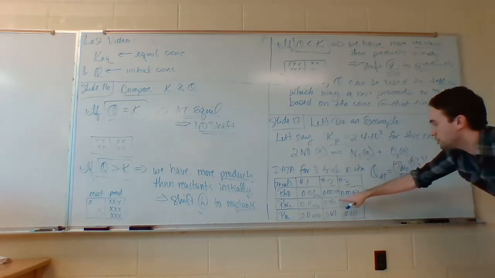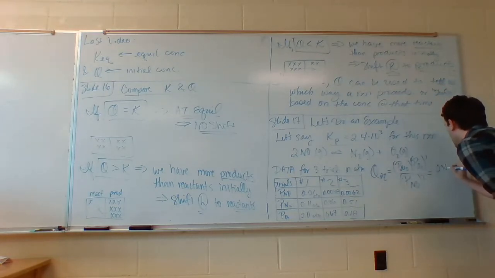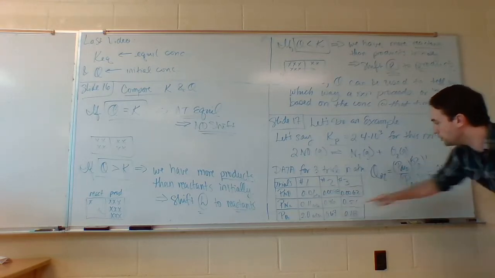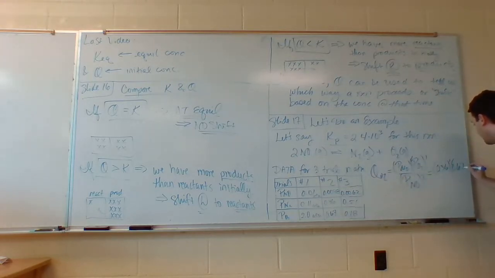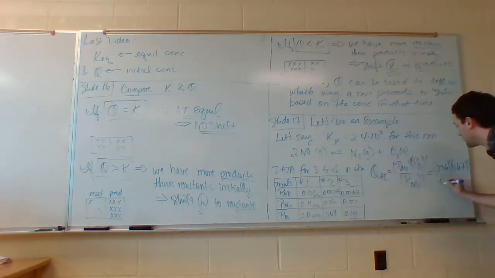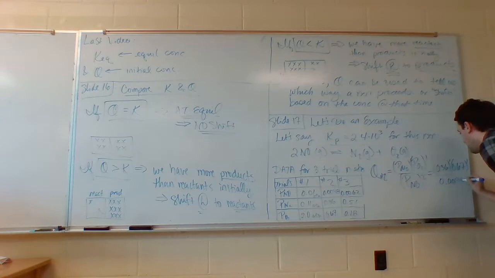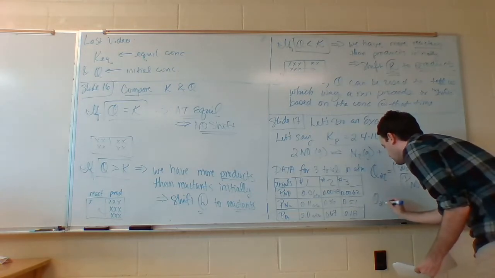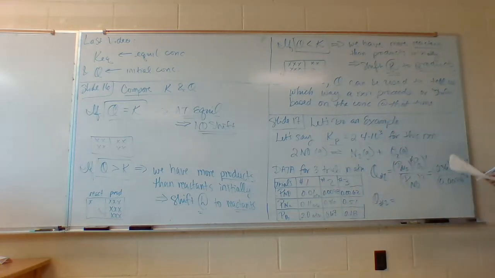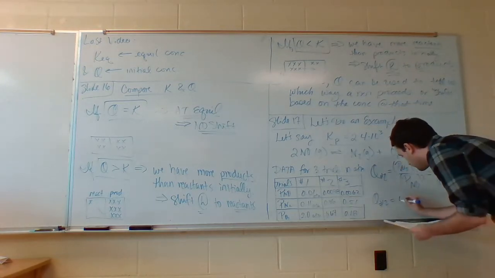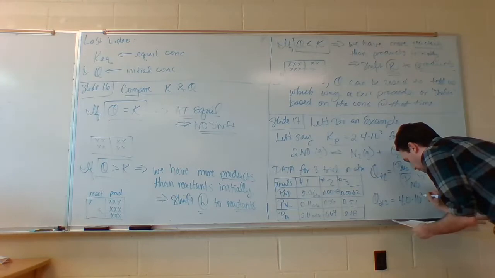P of N2 was 0.36 to the first. Then we have our O2, which is 0.67 to the first. And then in the denominator, we had our NO, which was 0.0078 to the second. All right? Which meant that our Q for number 2 was equal to 4.0 times 10 to the third.